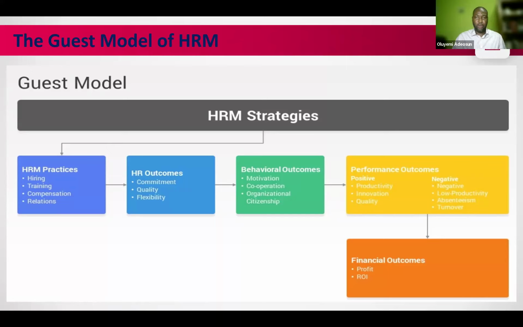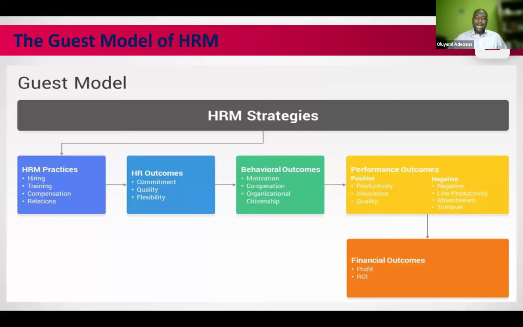These are the positive outcomes. Productivity, results, innovation, doing things in new ways, trying to get better results in different ways, trying to do things faster, trying to get things done cheaper, in a more reasonable way, more appealing to the customers, clients, and end users. And then the quality. Now, what are examples of negative performance outcomes which are not desirable, which we don't want? You don't want low productivity. You don't want absenteeism. You also don't want turnover.